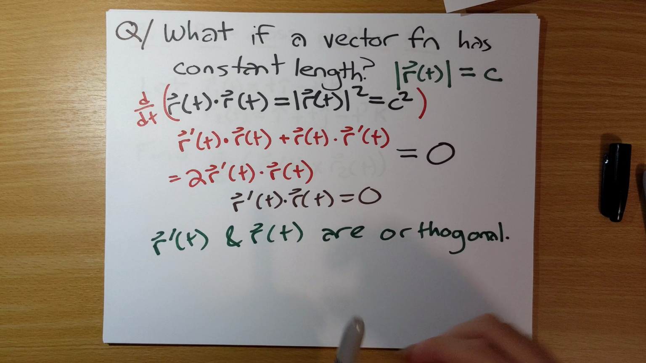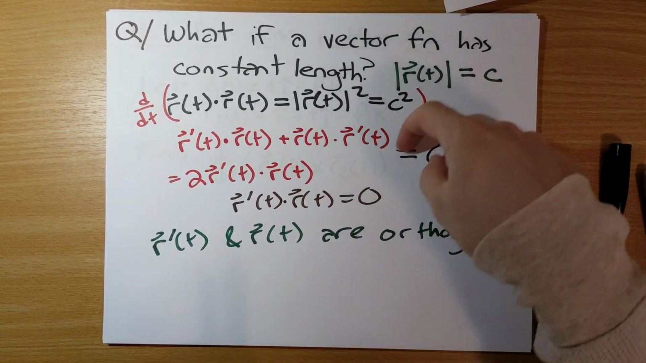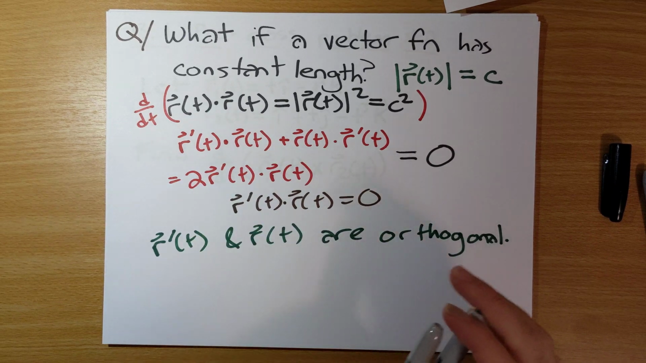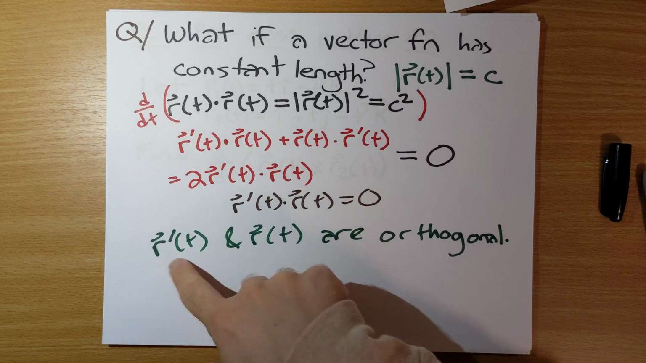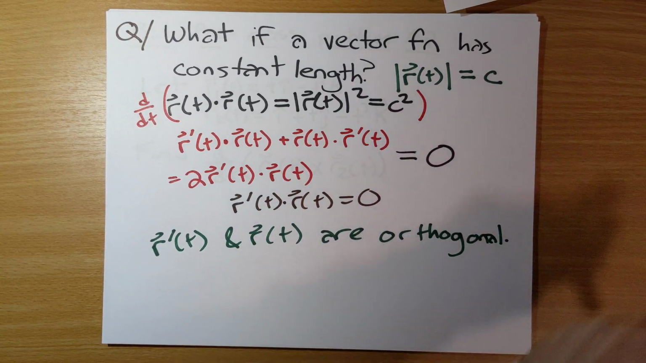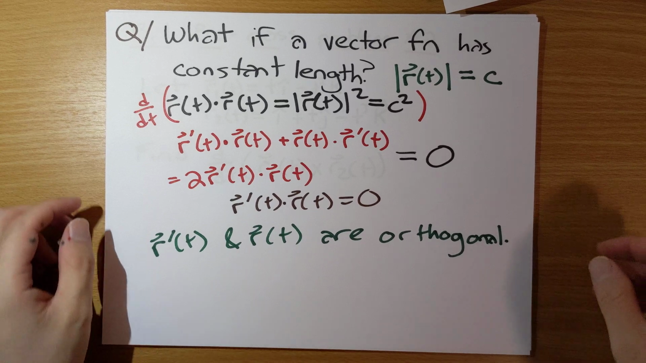If your vector function has constant length, then you always are guaranteed that r of t is orthogonal to r prime of t. That is a guarantee. Okay, that is a nice little observation. That's a nice little observation to have in our pocket.